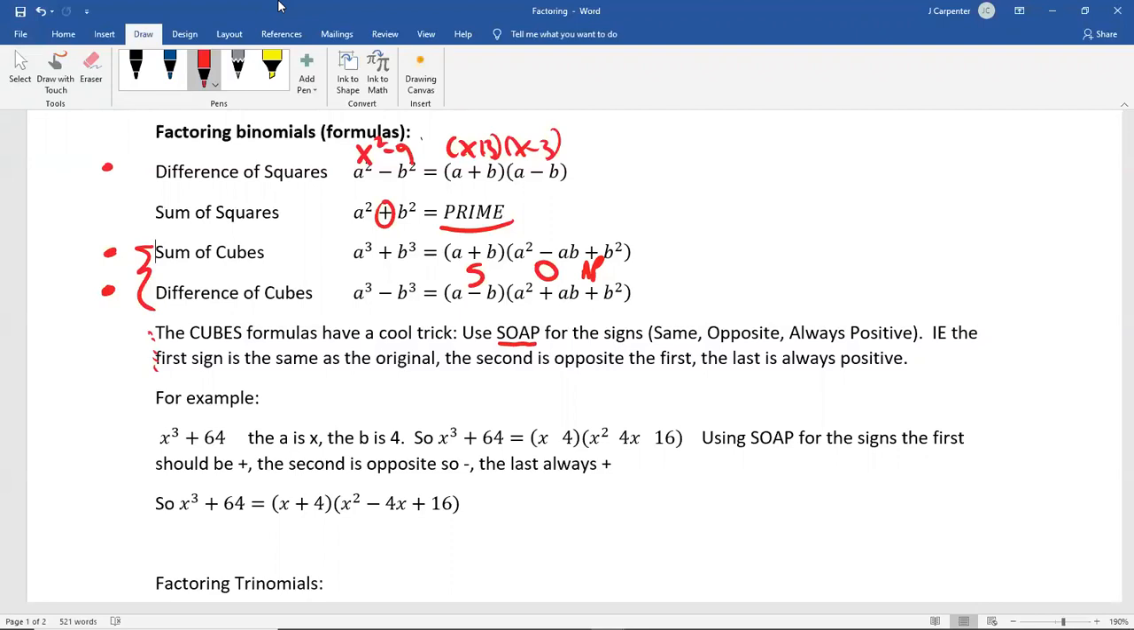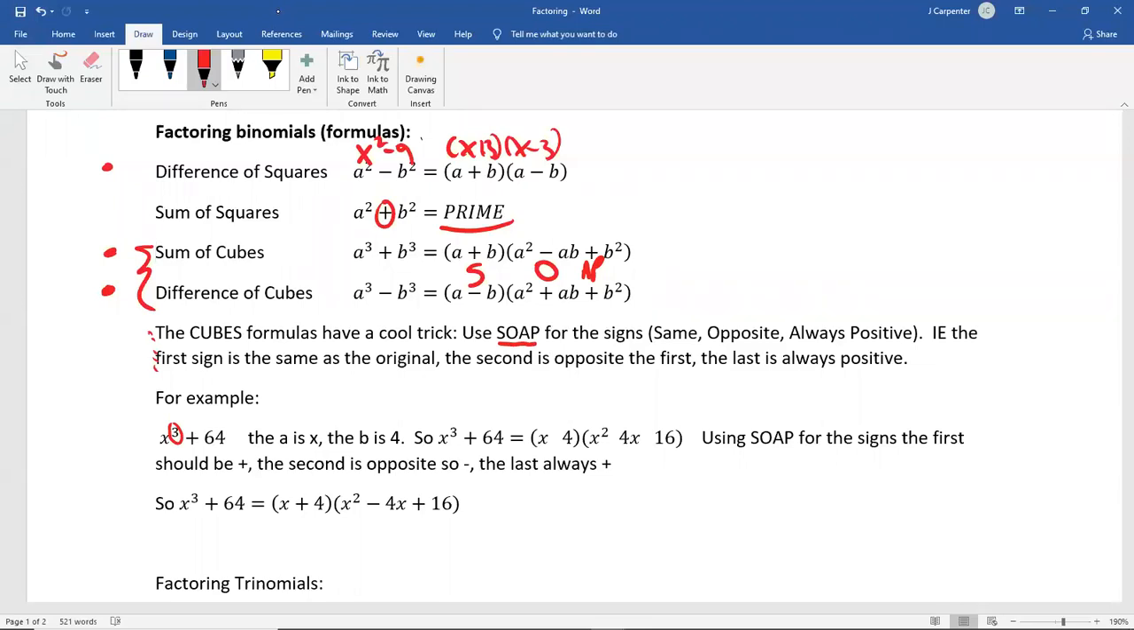X cubed plus 64. This 3 tells me I should be doing the cubes formulas, not the squares formulas. So A would be the x, because if you cube x, you get x cubed. And B would be 4, because if you cube 4, you get 64. Again, it's like taking a cube root of what you see there.